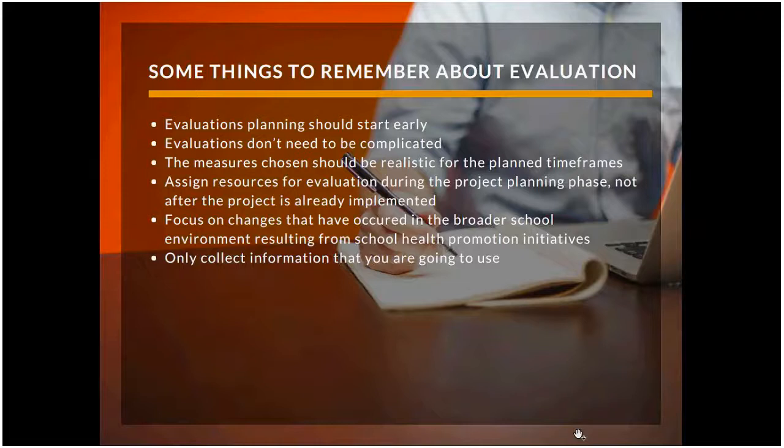The measures chosen should be realistic for the planned timeframes. For example, it would be unrealistic to see a change in student body weights after only 1 year. A more realistic measure might be changes in student purchasing habits. Focus on changes that have occurred in the broader school environment as a result of the School Health Promotion Initiative.